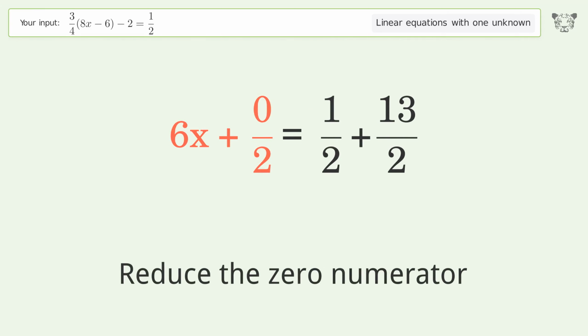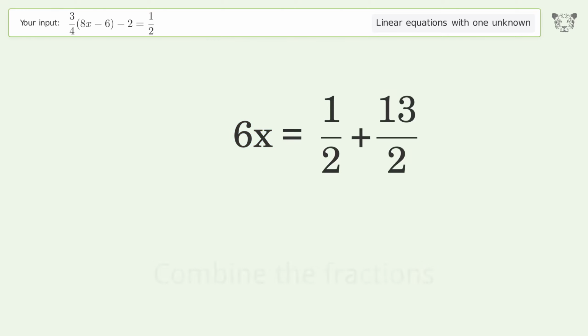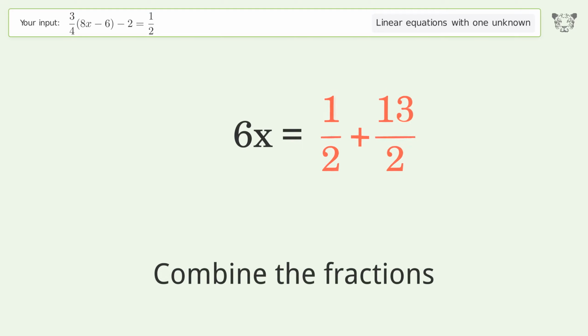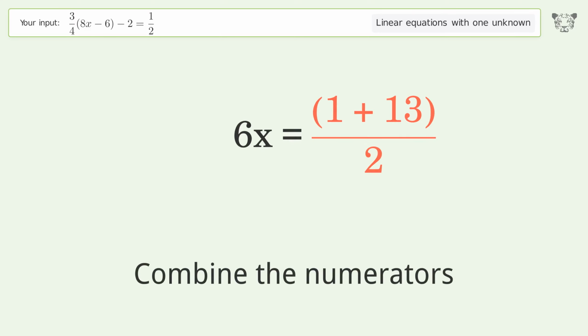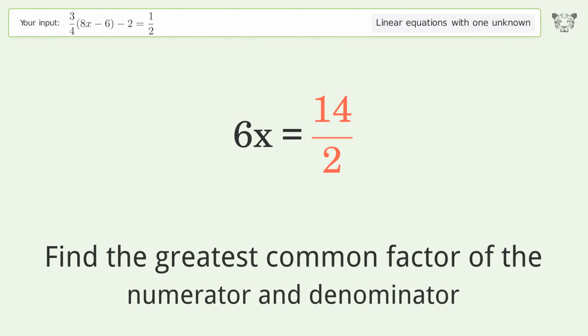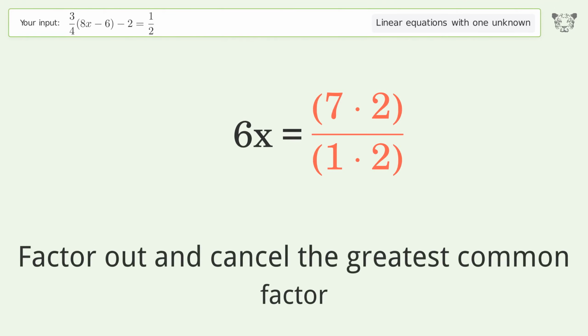Reduce the zero numerator. Simplify the arithmetic. Combine the fractions. Combine the numerators. Find the greatest common factor of the numerator and denominator. Factor out and cancel the greatest common factor.